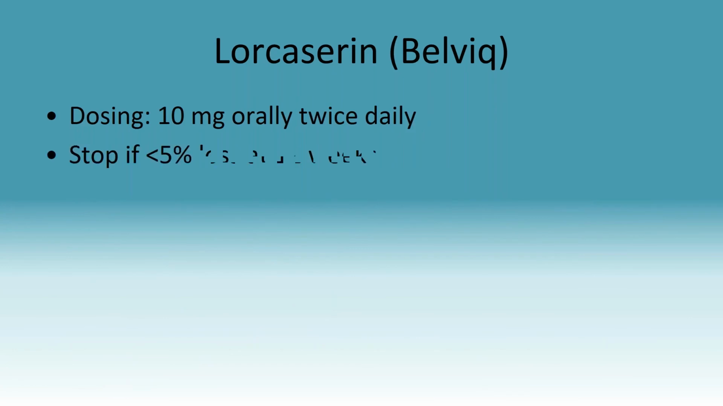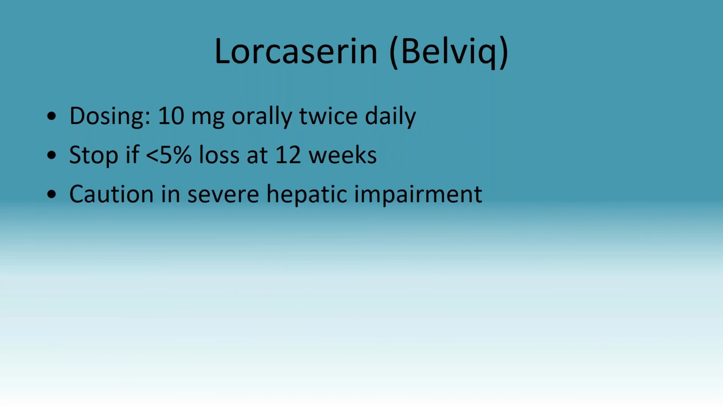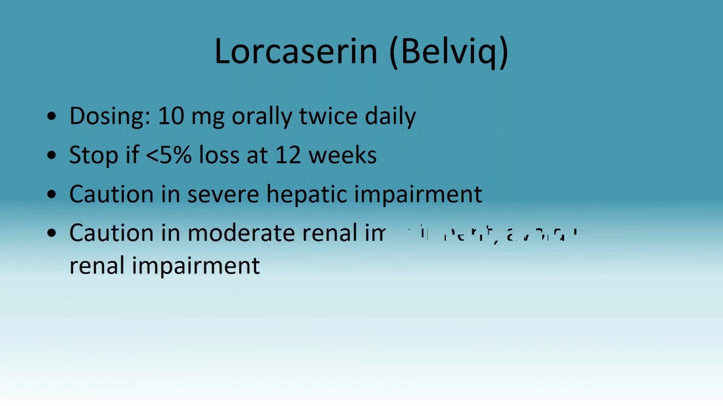Dosing is 10 milligrams orally twice a day, and this has a stop rule, so this should be stopped if the patient does not achieve at least 5% total weight loss at 12 weeks. Should be used in caution in patients with severe hepatic impairment, and caution in moderate renal impairment, and avoided entirely in severe renal impairment.